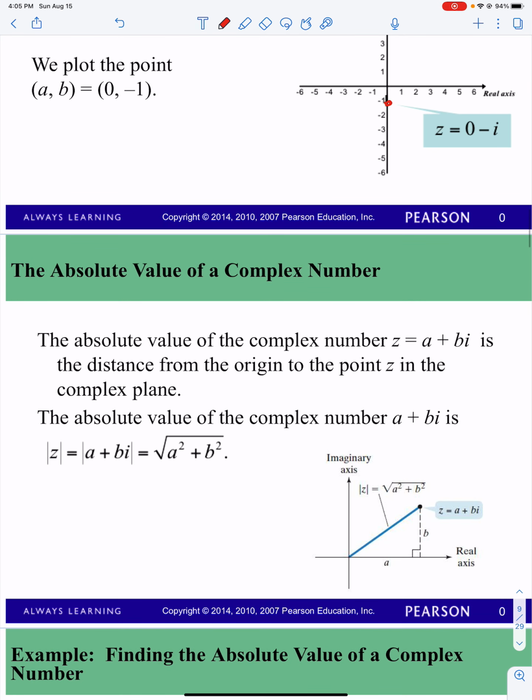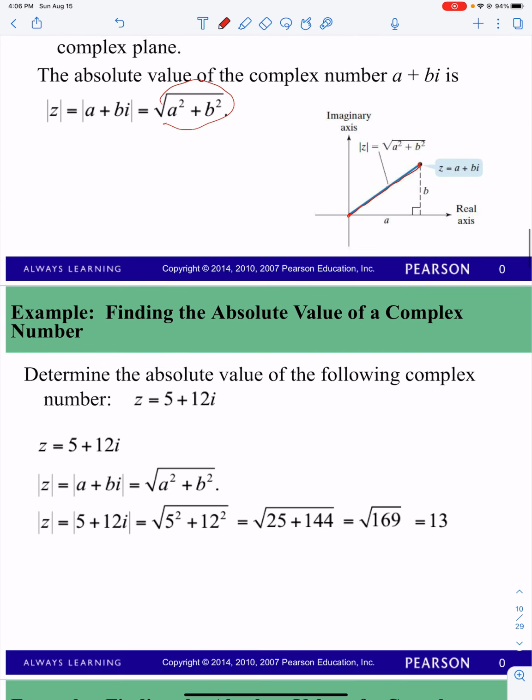Okay, so the next thing we want to talk about is the absolute value of the complex number. So what is the absolute value? It is the square root of a squared plus b squared. What does this remind you of? The Pythagorean theorem. So this is your hypotenuse. The absolute value means the distance between 0 and this point. That is called the absolute value of the complex number, the length of this segment.